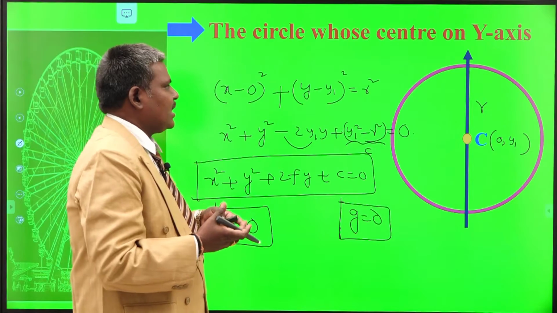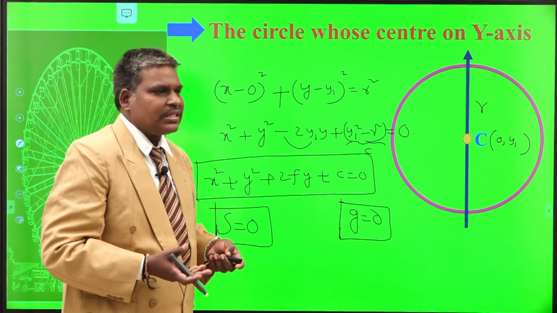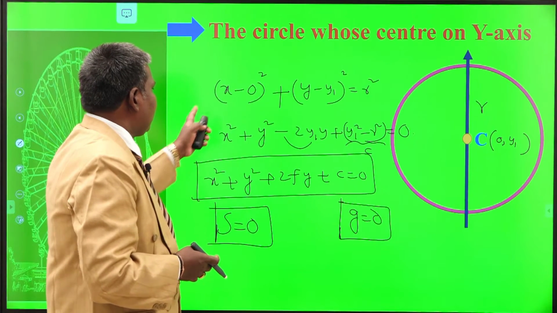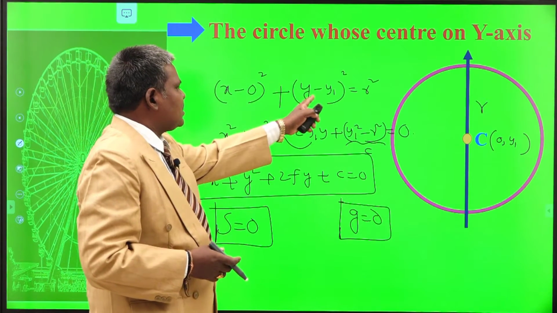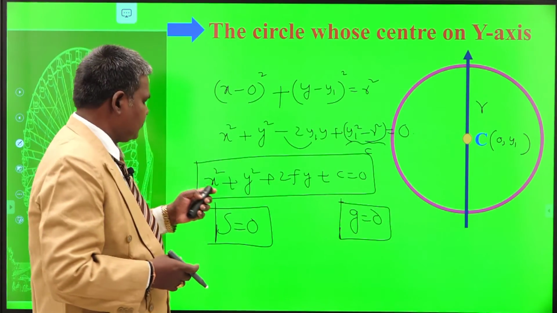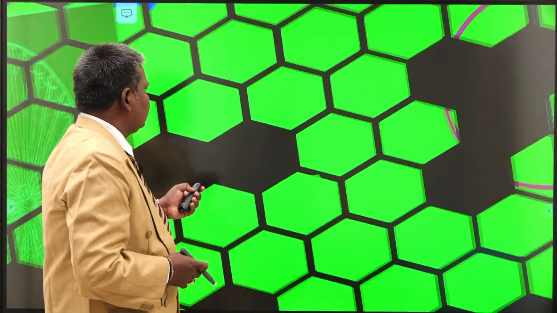If your circle's center lies on the x-axis, what is the condition? If your circle's center lies on the y-axis, what is it? Okay, (x minus 0) whole square plus (y minus y1) whole square equal to r square. Understand? See this one.